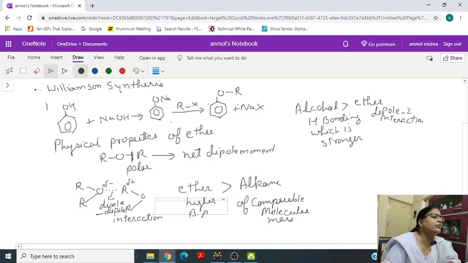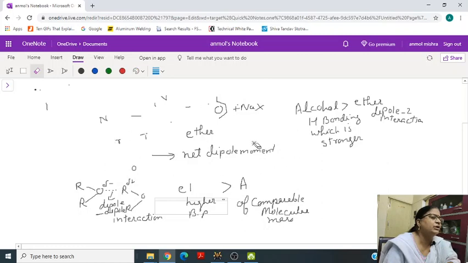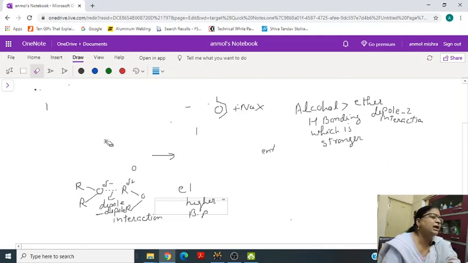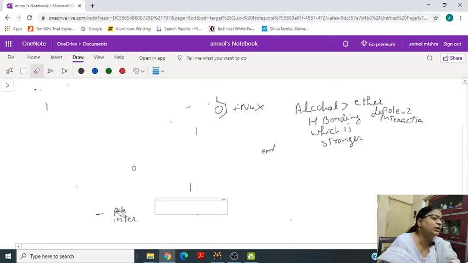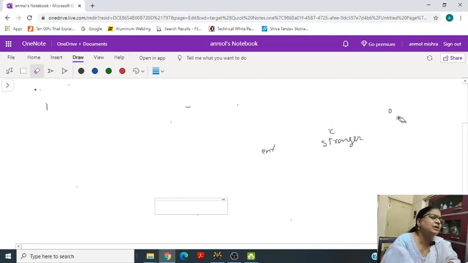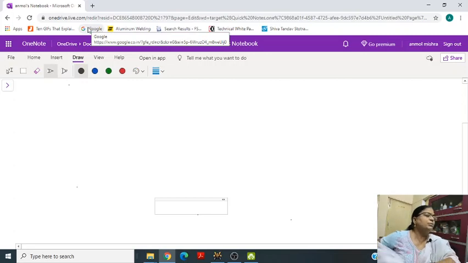Now next is solubility. Ether can form hydrogen bonding with water molecule, therefore it is miscible in water. Ether is highly volatile. It can escape out within an hour if you keep a bottle of 500 ml. Ether is replaced by chloroform nowadays as an anesthetic agent. Now solubility.